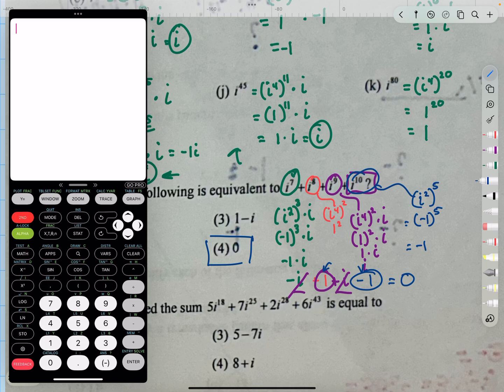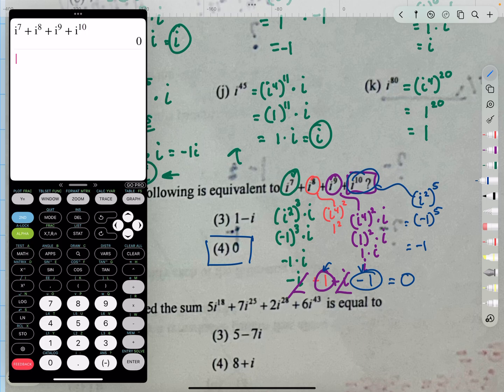So I go blue, raise to the seventh, arrow over, plus i blue decimal point, raise to the, I'm using the caret button, eighth power, arrow over, plus second decimal point, raised to the ninth power, arrow to the right, plus i second decimal point, raised to the 10th. So there it's all entered.